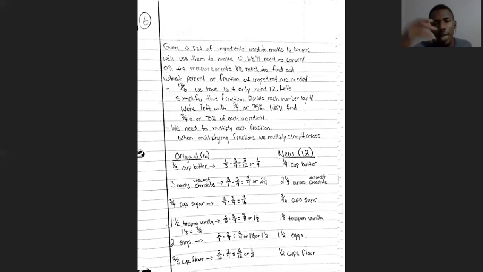This one's pretty easy. It was easy for me, per se, because I just did the multiplying fractions. And we already did that in another step, so I don't think I will explain that. But given a list of ingredients used to make 16 brownies, we'll use them to make 12.